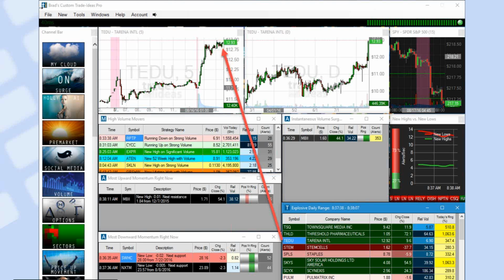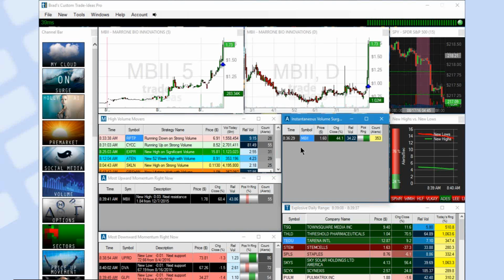I think I have a follow-up to TEDU in here. So I think I moved to this one first, which was MBII, and this is interesting because oftentimes you're going to find a symbol that appears on multiple windows. And that's by design, really, because this happens to be a stock that's not only showing a tremendous amount of upward momentum. This is a window that's being sorted on the number of new highs that have occurred. This is being sorted on the number of new lows that have occurred. And this right here is really focusing on volume. So bringing them all together, this is a real interesting type of opportunity identified at this particular $1.60 level as having a very big volume surge taking place.